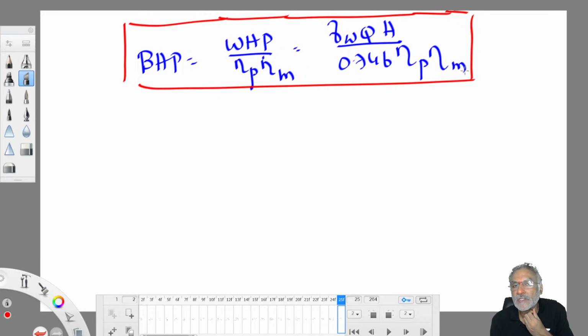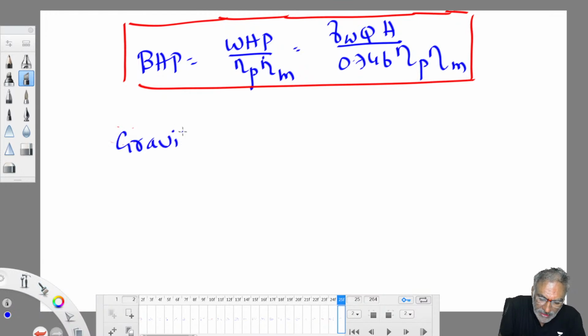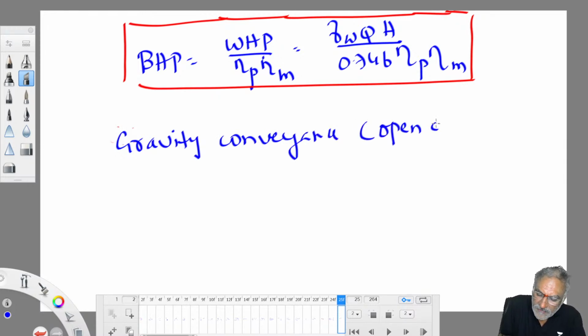That's all. So this is about the conveyance system. Similarly, the gravity conveyance system, canals and all, we design by using open channels.